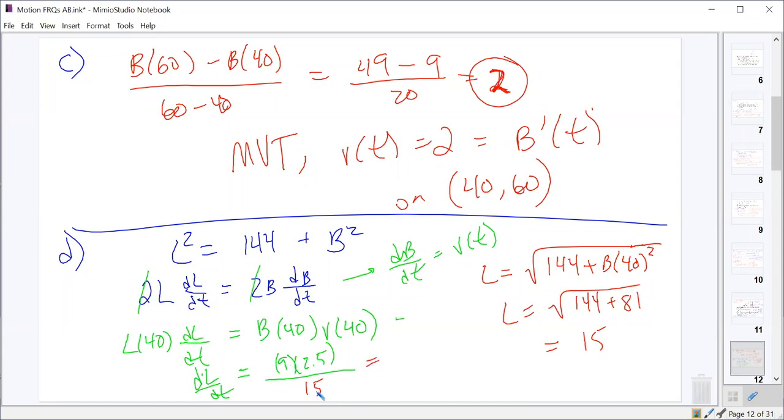We end up with 3/5 of 2.5, which 2.5 over 5 is half, right? So that's 3 halves. What were our units here? They must have been meters per second. Good or no?